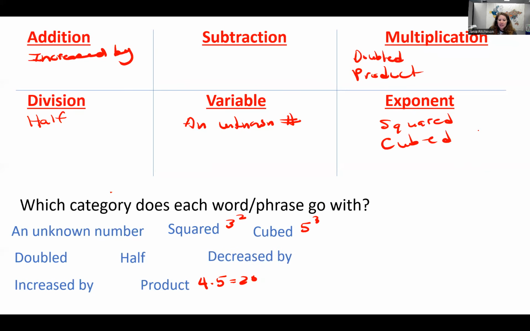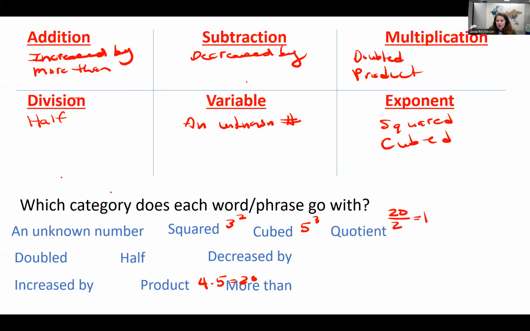Decreased by 5, decreased by 2. Decreased by would be subtraction. So decreased by. The next one is more than 4, more than 5. That's going to be addition. More than. Quotient, the quotient of 20 and 2. That means we are dividing. Quotient means division.